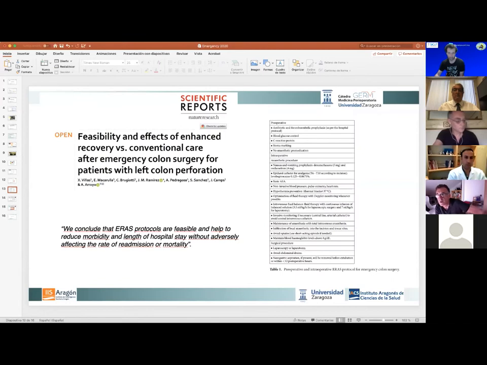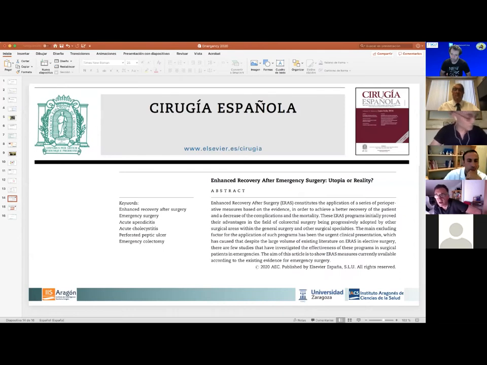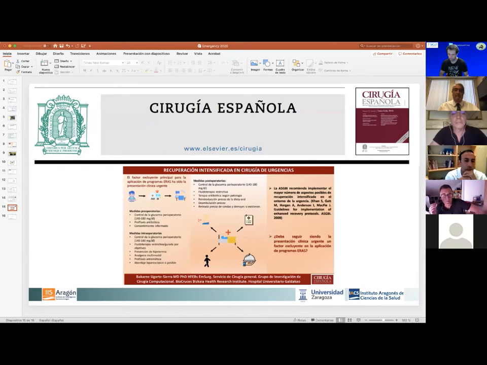But also, we had a publication when we analyzed enhanced recovery programs in left colon perforation. Conclusion: ERAS protocols are feasible and help to reduce morbidity and length of hospital stay. Lastly, I want to present this paper, published last month in our surgical journal, Cirugía Española. The conclusion in this paper is, whatever the setting, it is worth implementing as many ERAS items as possible.